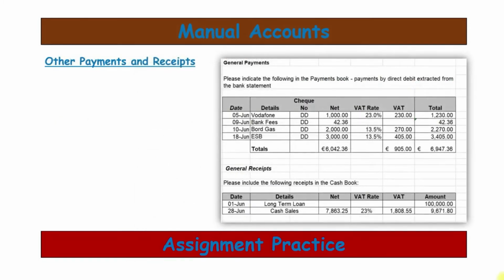We have seen previously that customer receipts and supplier payments are documented in the cash book and checks payment book. In addition to these, there will be other payments occurring on a regular basis. An example of some of them are shown here. In this exercise, the general payments will be documented in the check payments book, and the general receipts will be documented in the cash book.